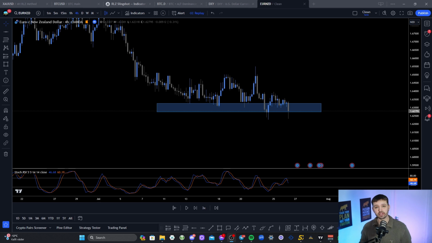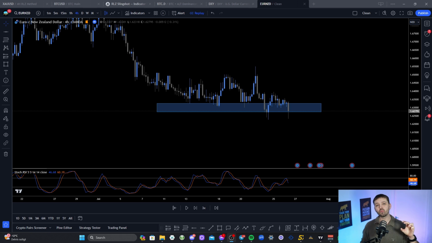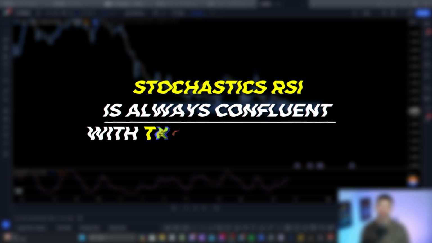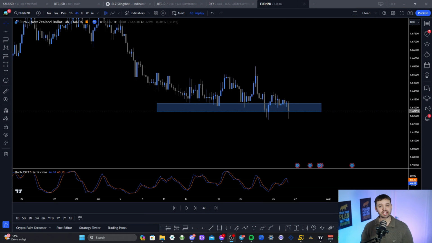Just like with other indicators, the Stochastic RSI works great in combination with other indicators and techniques, and the trading system that I'm using is based on the break and retest concept. Whenever I have that break and then the retest, I try to make sure that the Stochastic RSI is always confluent with the retest of that breakout level. So I'm going to show you exactly how that looks by looking at a couple of trade examples here.